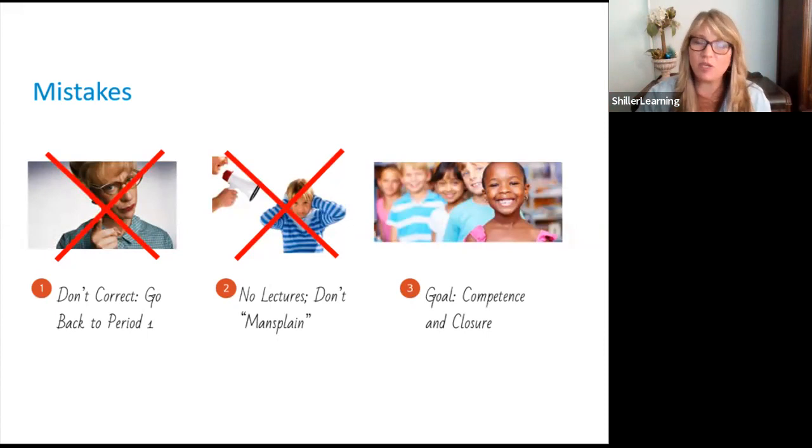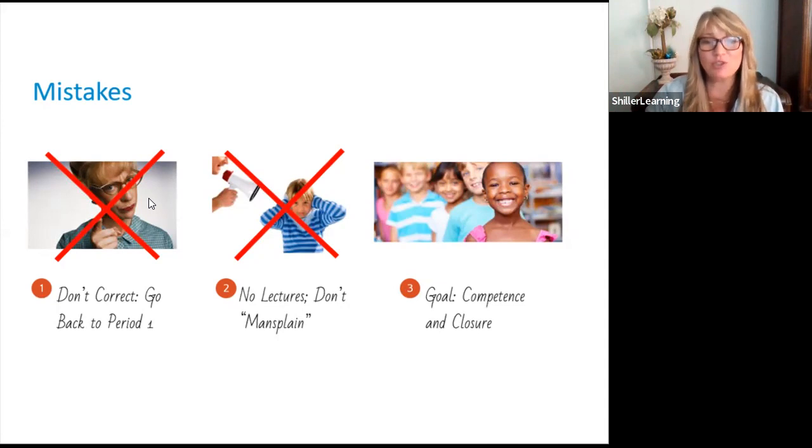Go back to that first period, go on to the second period where you're interacting with physical materials, you're learning by doing, and then go with competency and closure as the goal for every lesson. We're actually going to a little bit later take a look at the three outcomes that can happen in a lesson and how to handle those. So when your child makes a mistake, no problem, simply go back to a previous stage in the 3-period lesson.